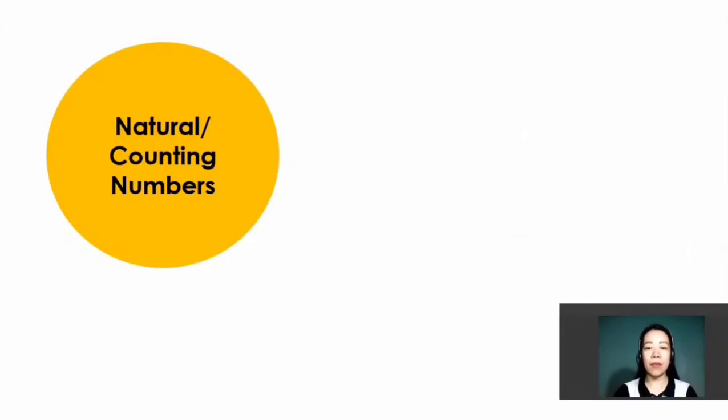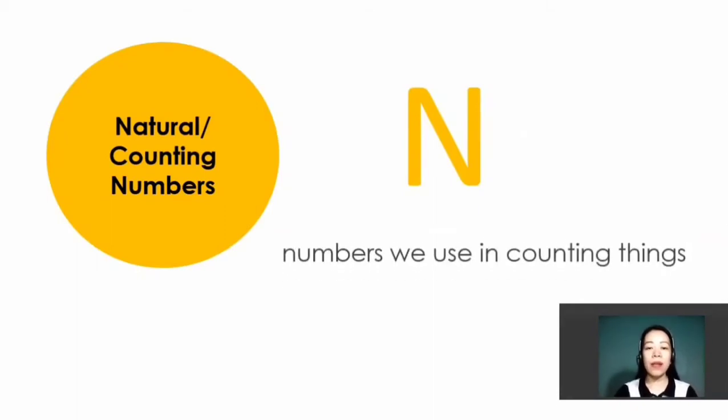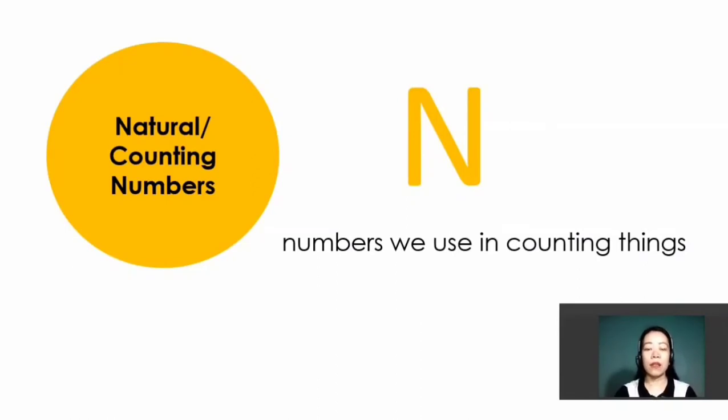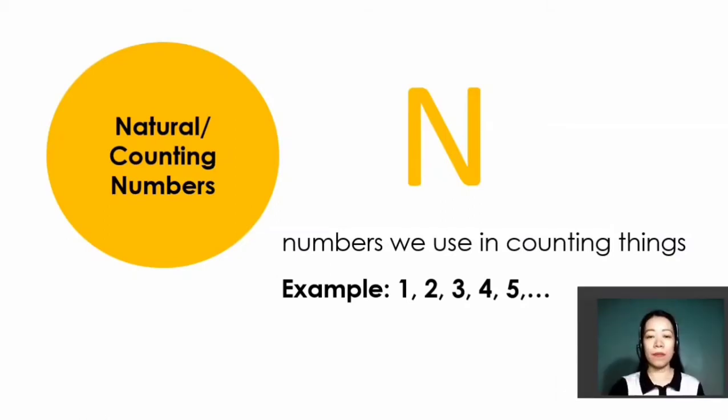So, the most basic type of classification of numbers are the natural or counting numbers. And this is the symbol that we use to represent them. Natural or counting numbers are numbers we use in counting things. For example, 1, 2, 3, 4, 5, and so on. Now, natural or counting numbers do not include 0 or any negative number as well as any decimal. Therefore, this is the innermost classification of numbers.